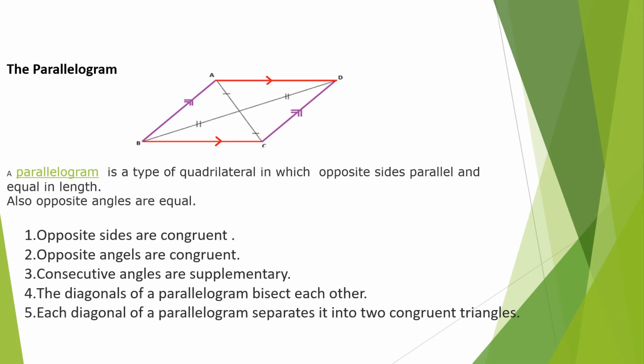Each diagonal of a parallelogram separates it into two congruent triangles. See here, if we consider the diagonal AC, it divides the parallelogram into two triangles, triangle ABC and triangle ADC. So triangle ABC and triangle ADC are congruent triangles. Congruent triangles means they are exactly equal to one another in measures.